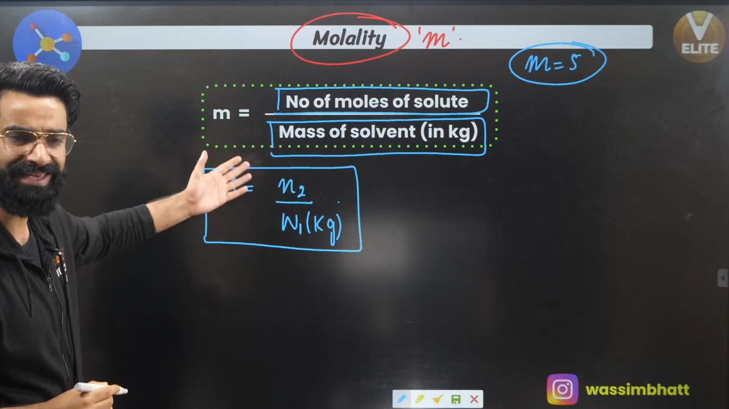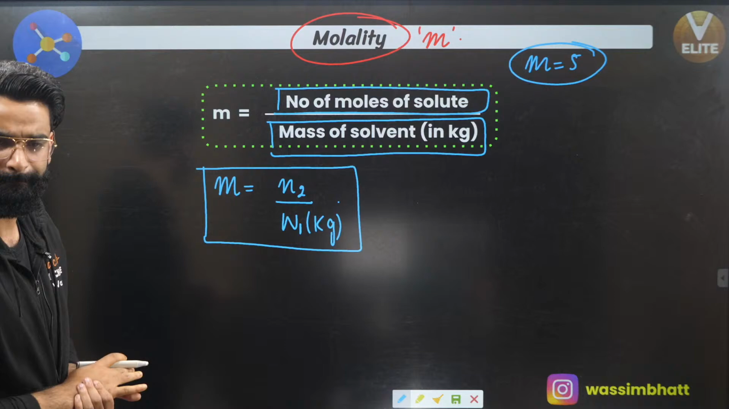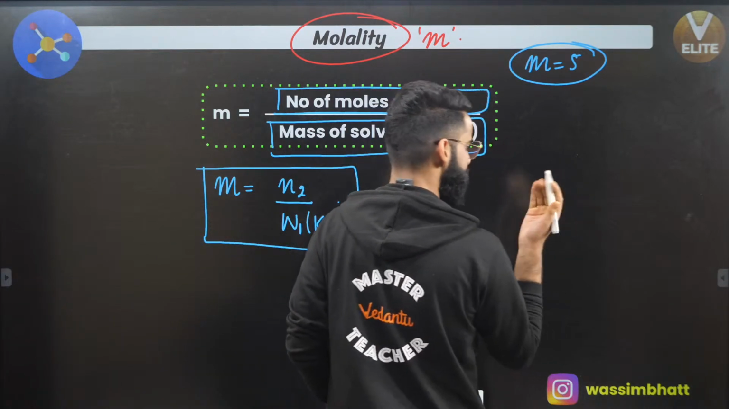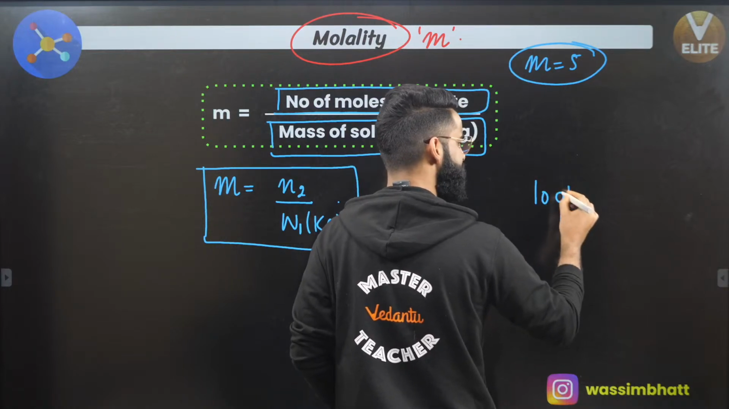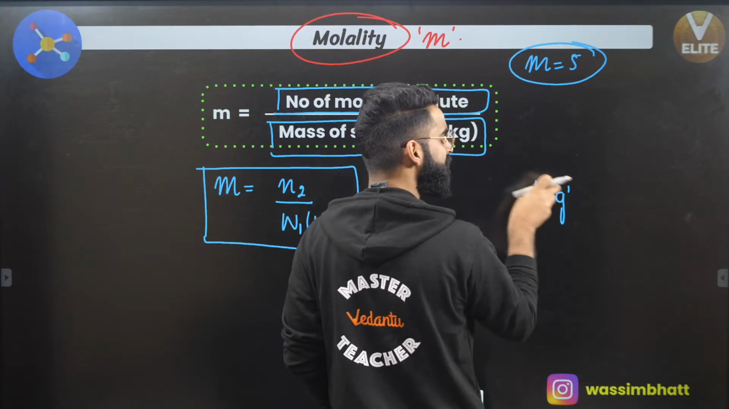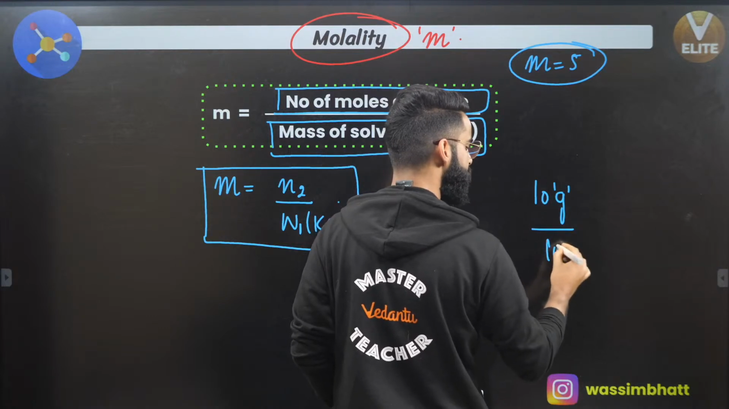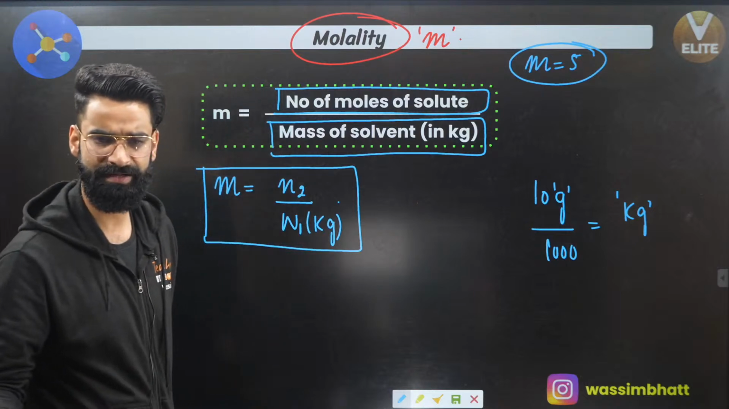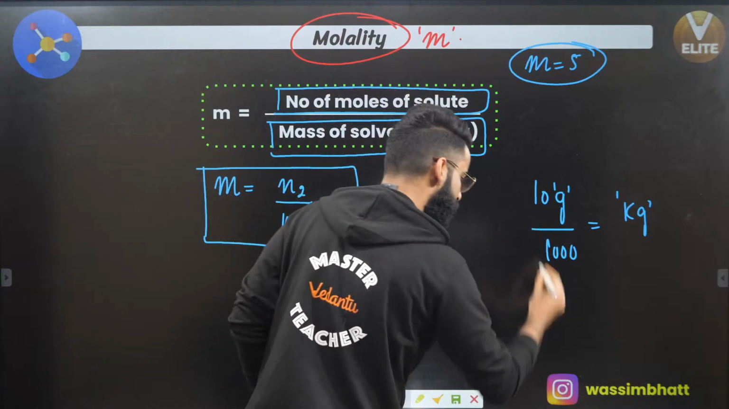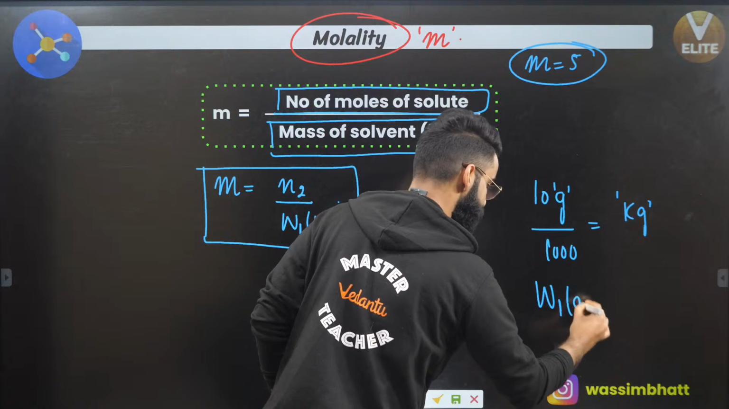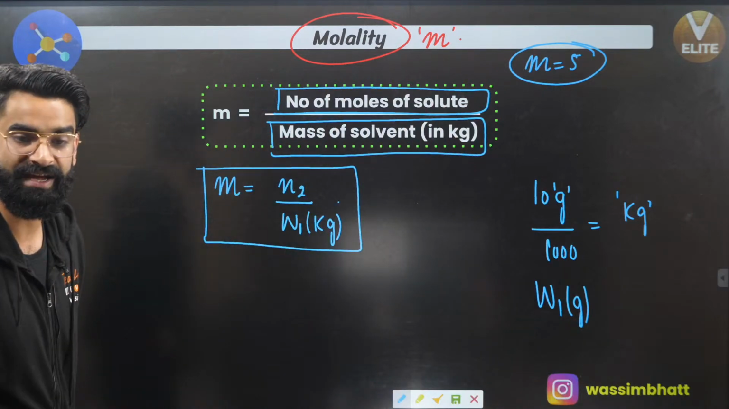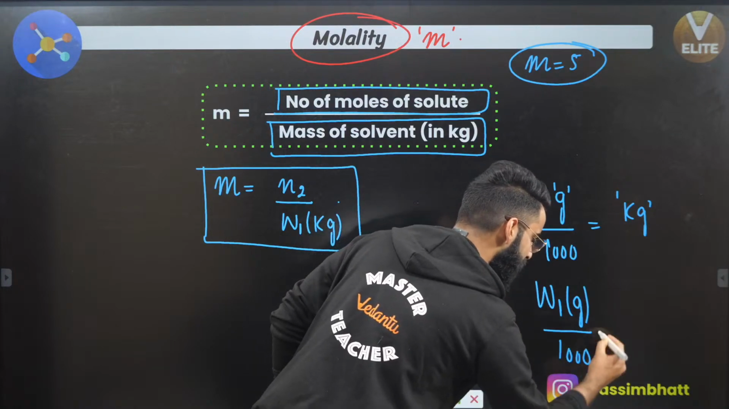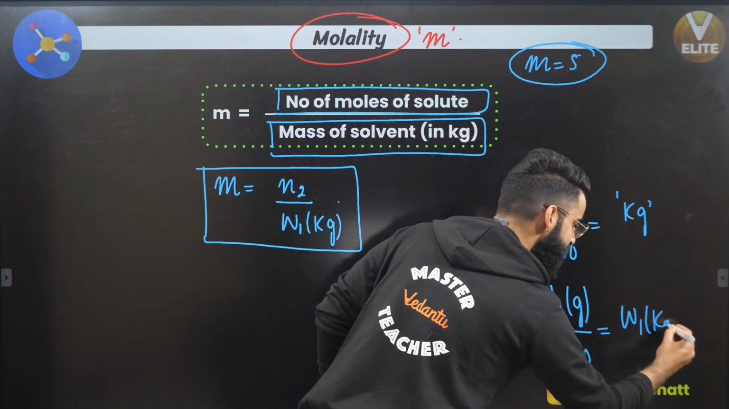Now I can convert it into a different form as well. Let's say I've got a solvent whose mass is 10 grams. I need to convert this mass into kilograms. What am I going to do? I'm going to divide it by 1000, and I'll get the mass in kilograms. Now, for example, if I've got a solvent whose mass is W1 grams, I need to convert the mass of the solvent into kilograms. I simply need to divide it by 1000, and I'll get the mass of solvent in kilograms.